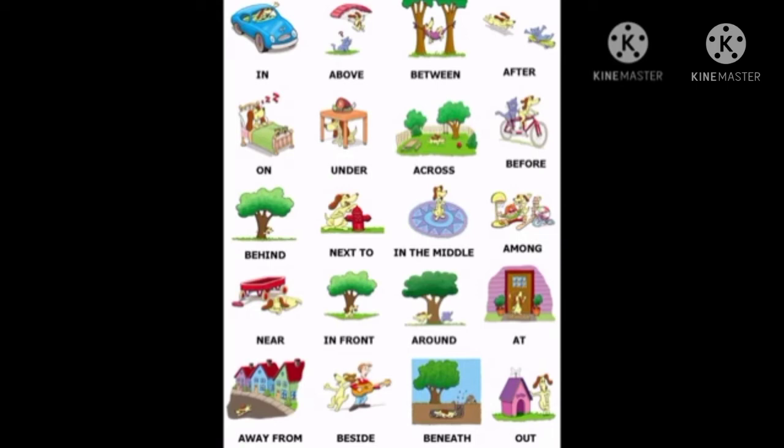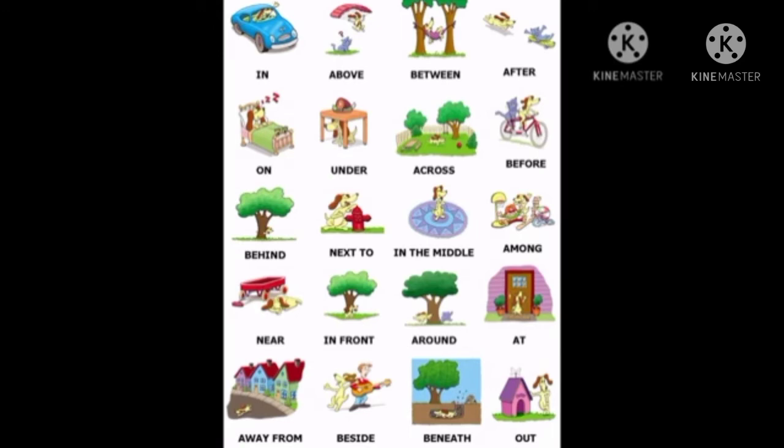The dog is behind the tree. The dog is next to a post. The dog is in the middle of the circle. The dog is among his friends. The dog is near a cart. In this one, the dog is in front of the tree. Next one, the dog is running around the tree. The dog is at the door. The dog is away from the house. The dog is beside his owner. The dog is beneath the tree. The dog is out from his kennel.